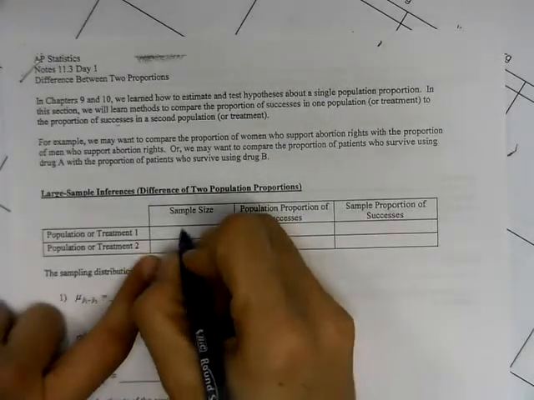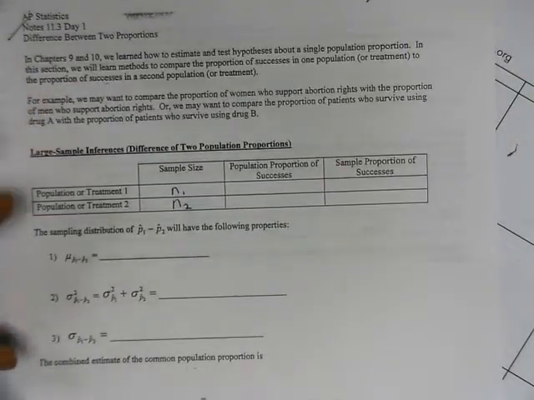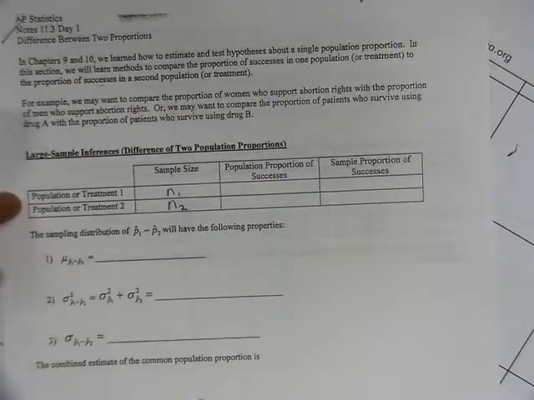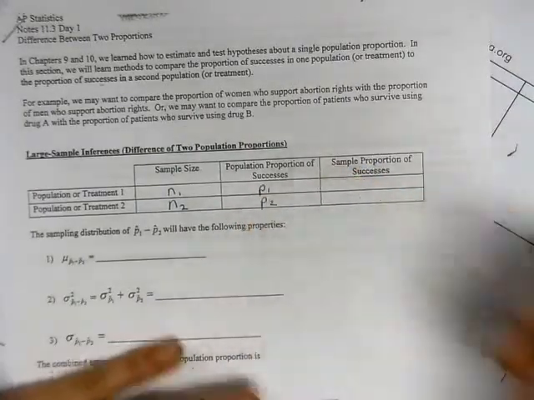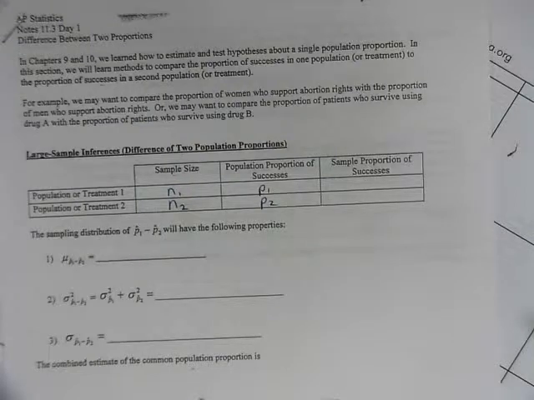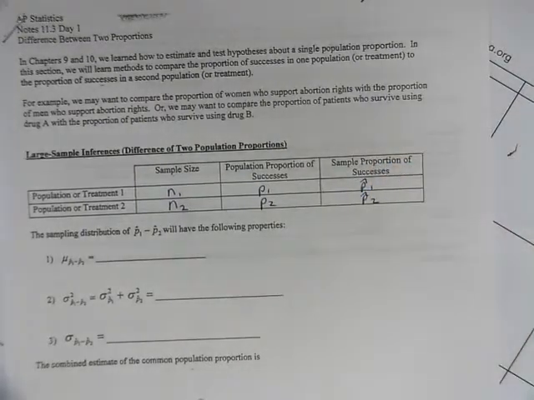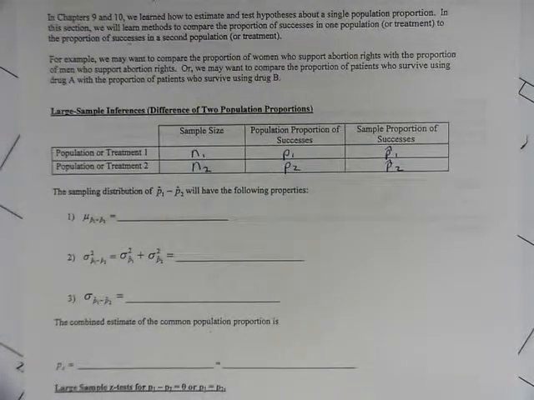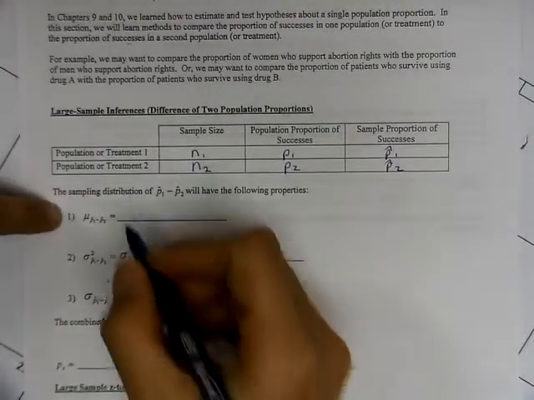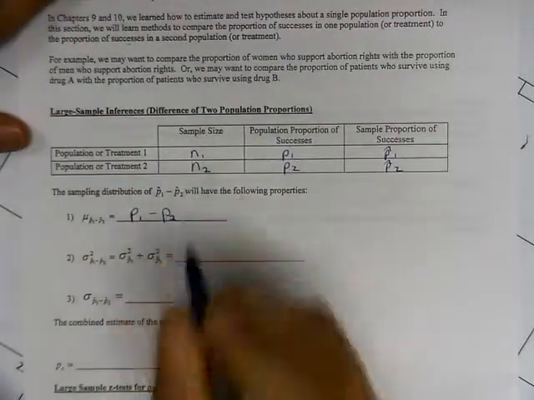So you're going to need to know, again, 2 sample sizes. They do not have to be the same sample size. That's really not important. You're going to have P1 and P2, those would be the population proportion of each. And then you're going to have P hat 1, P hat 2. So the sampling distribution of P hat 1 minus P hat 2. For the mean, just subtract the population proportions, P1 minus P2.